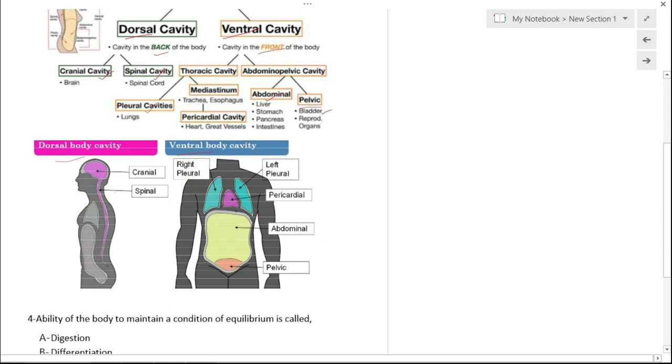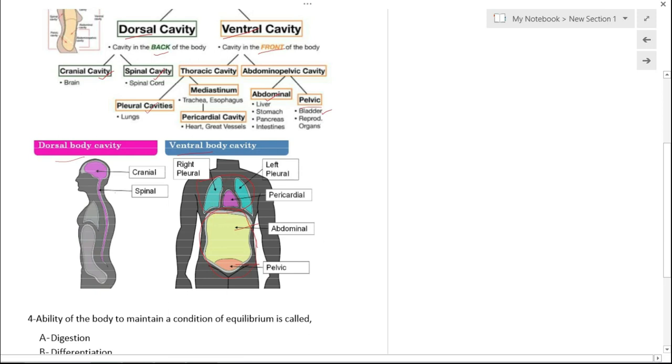Thoracic, here it is the thoracic, this region. Okay, this is the thoracic. Okay, thoracic body cavity and abdominopelvic. This whole region is called abdominopelvic cavity. Okay, abdominopelvic is abdominal and pelvic. Okay, two types. Okay, next one is thoracic. Thoracic I told you, one is pleural cavity. Pleural again classified into right pleural and left pleural, and another one is mediastinum.